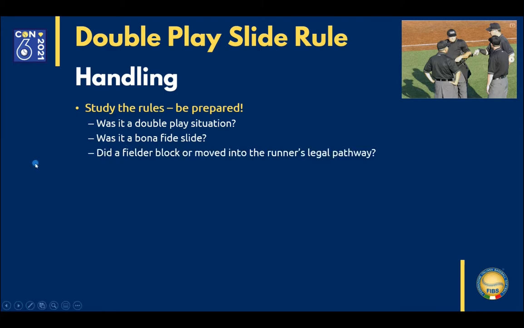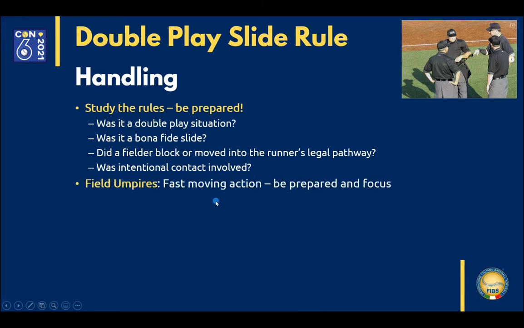Did the fielder block or move into the runner's legal pathway? Remember, if a fielder moves into the runner's legal pathway, a contact is accepted. But still, it may not be a malicious or flagrant contact. Was intentional contact involved? So remember this one clip at home plate where the runner was really leaving his base path and intentionally contact was established.